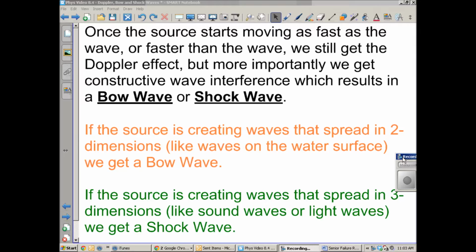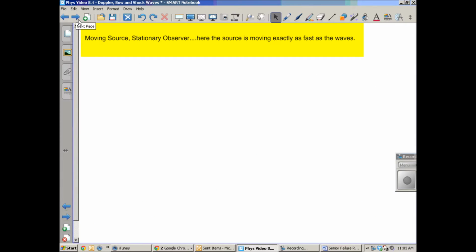So that's the only difference between shock waves and bow waves, all right? And because we can't draw in 3 dimensions yet, everything I'm going to draw here is going to be bow waves, but we'll be talking about both, all right? So what happens if the source is moving exactly as fast as the wave that it creates, all right? So let me show you. Here is the answer to that question.